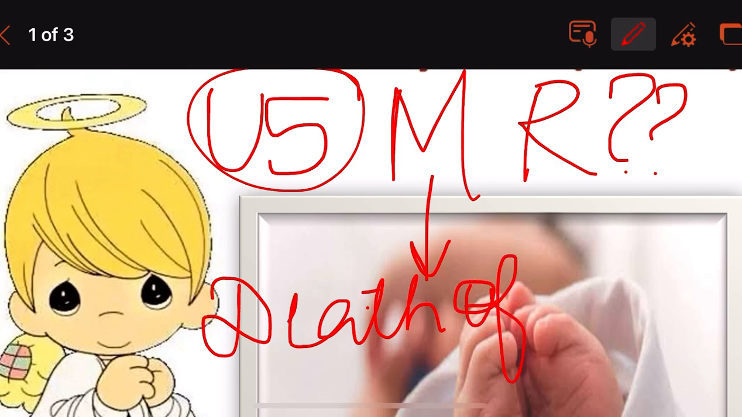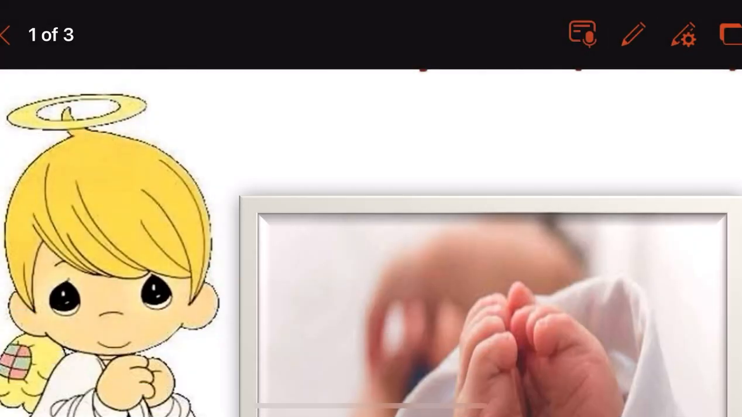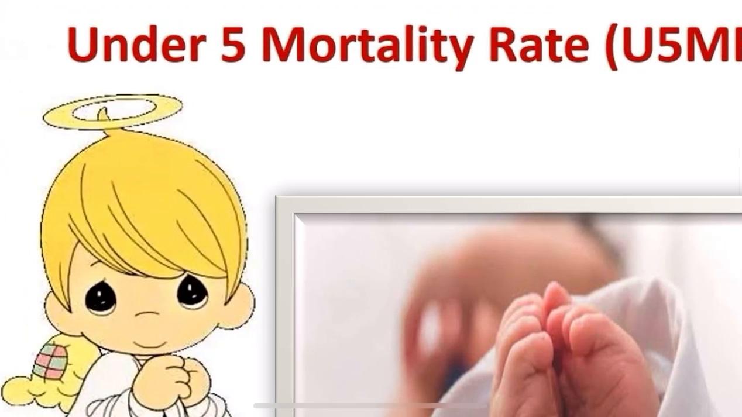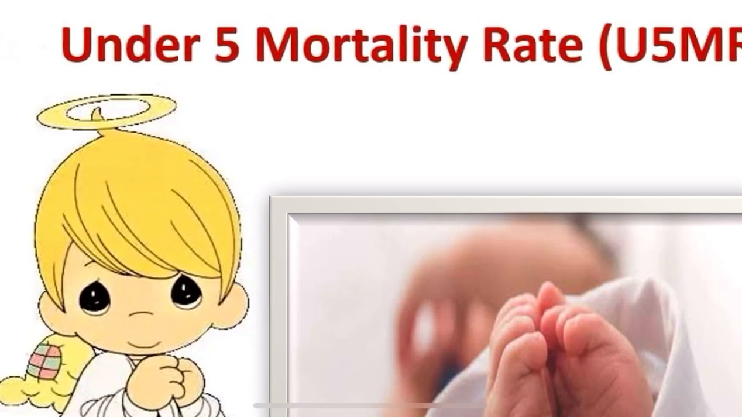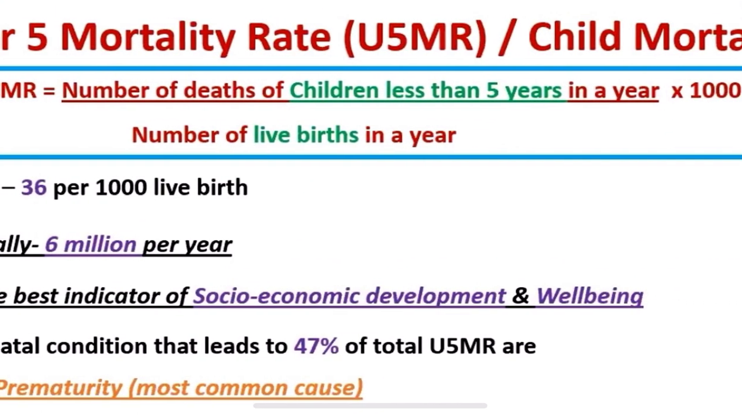Death of children aged under 5 years divided by the total number of live births in the same year, per 1000 live births. We are taking it per 1000. It is expressed or measured at the rate of 1000 live births. So when they ask the question on under 5 mortality, you have to write: mortality is the death of the children less than 5 years of age in a given year. When they ask the rate, you have to write the number of live births in the same year per 1000 live births. Again, you can see the formula here.